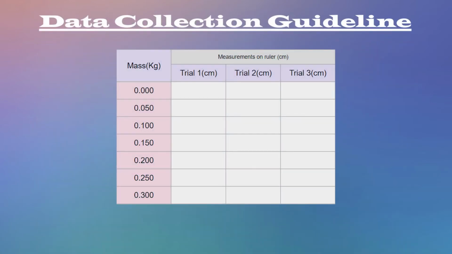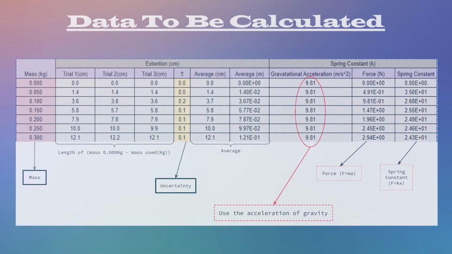Right here is the data collection guideline. This table can be placed into your spreadsheet to collect your data. For the data to be calculated, we will need to calculate the extension, which as you can see in trials 1, 2, and 3 can be calculated by the length of the mass at 0 kg minus the mass used, for example 0.050 kg. The yellow bar shows you your uncertainties.